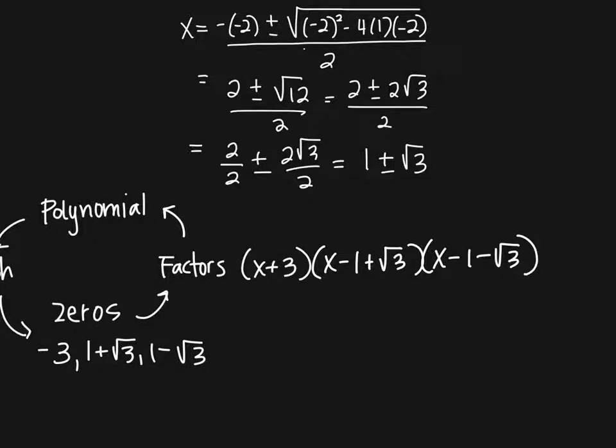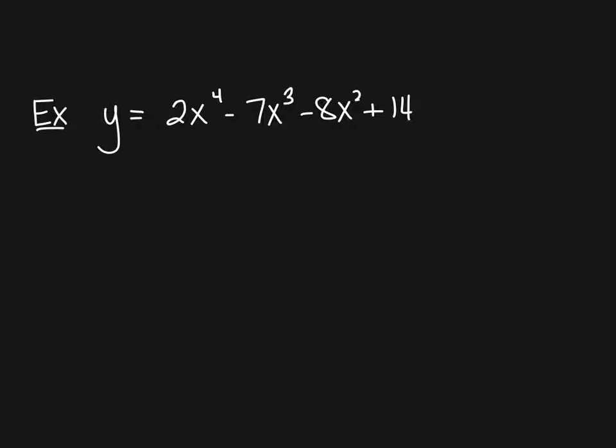Okay, I have one final example. Do you have any questions on example 2? All right, last one. Do a fourth power. y equals 2x to the 4th minus 7x to the 3rd minus 8x squared plus 14x plus 8.